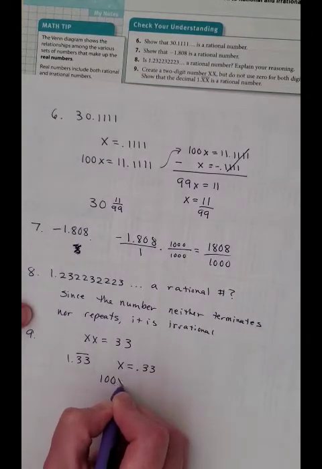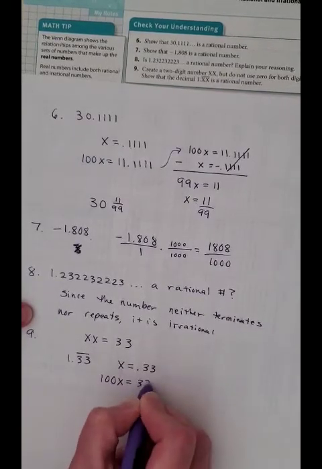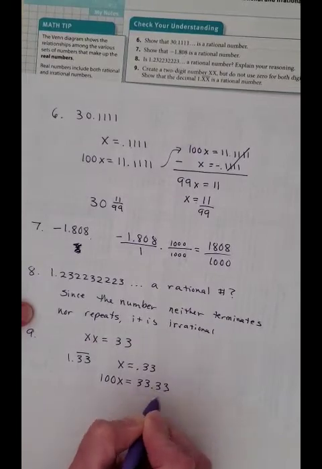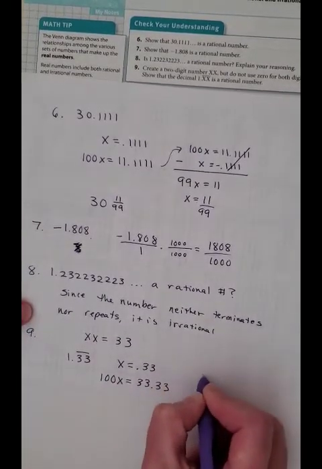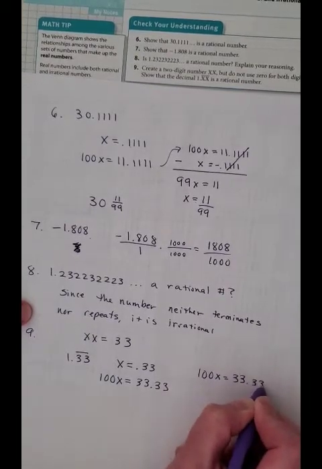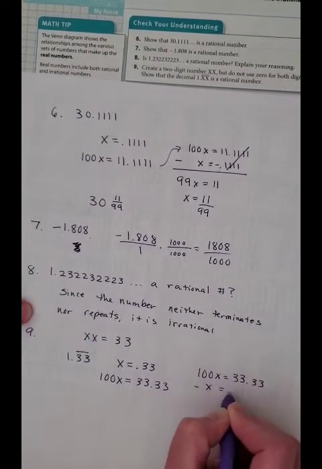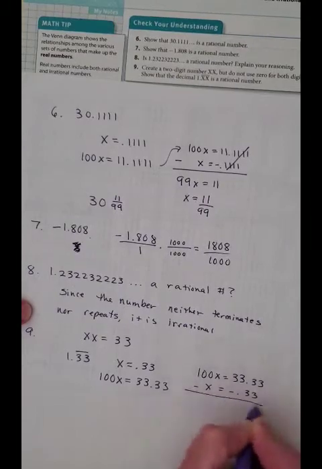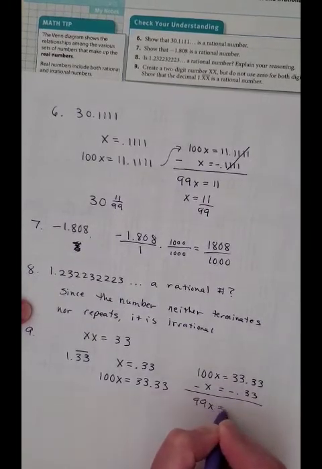So I'll have 100x equals 33.33, and then I'll subtract them. So I'll have 100x equals 33.33. I'll subtract x. I'll subtract 0.33. I'll get 99x equals 33.